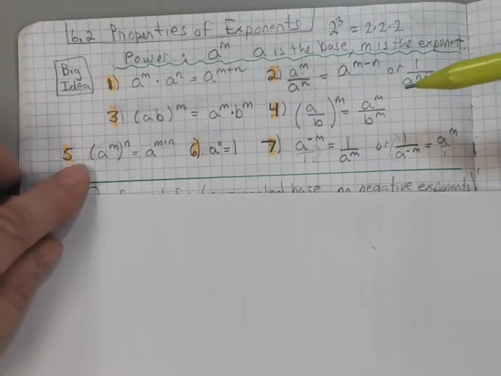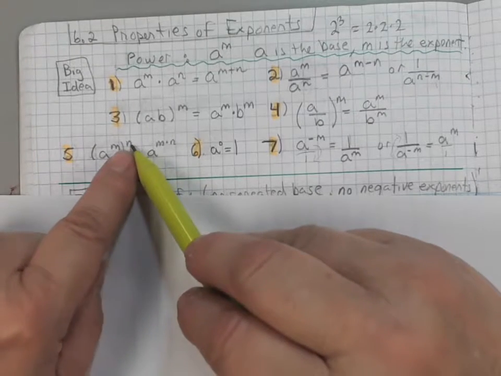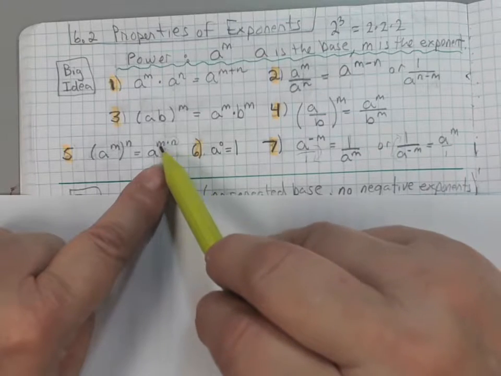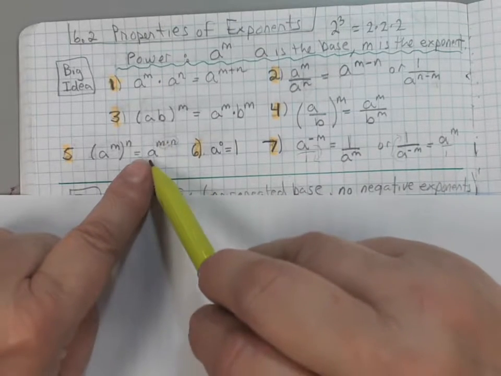Rule 5. This is a power, and it's taken to a higher power. So that means that we're going to multiply the exponents. That will tell us that we have m times n factors of A.